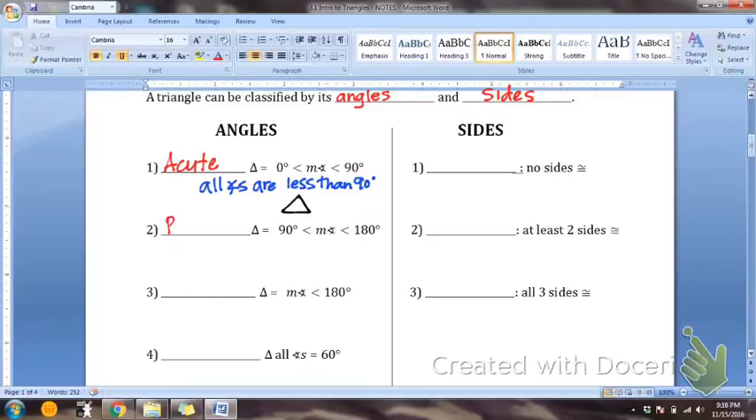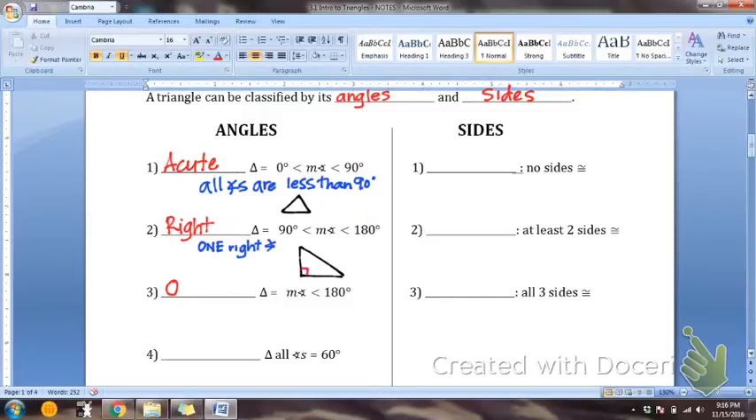The next kind of triangle is a right triangle. And in a right triangle, there is one angle that is 90 degrees exactly, but only one. It has one right angle. And this is a diagram of what this one might look like. Remember when we draw a right angle, we have that little box there, okay? So a right triangle has one right angle.